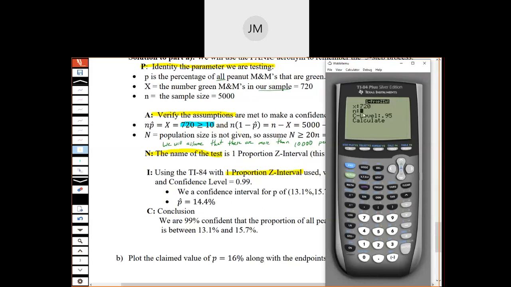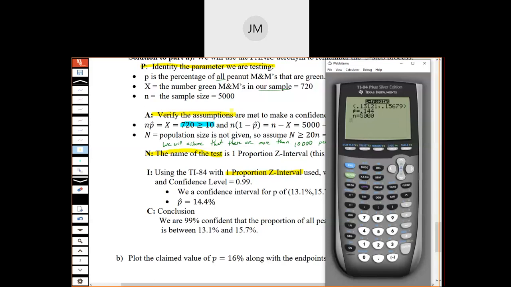n is the sample size. We wrote that down too. We took a sample of 5,000. And C-Level is the confidence level. We want to create a 99% confidence interval. Write that 99% as a decimal, so 0.99. And then we hit calculate. And that gives us our interval.